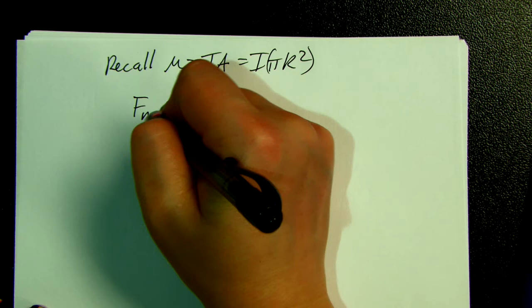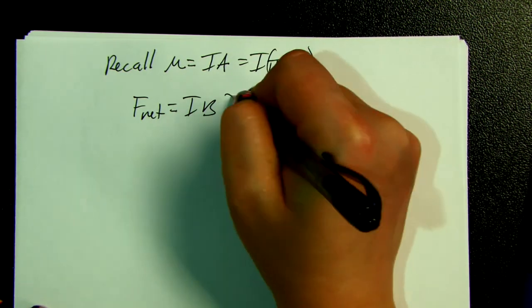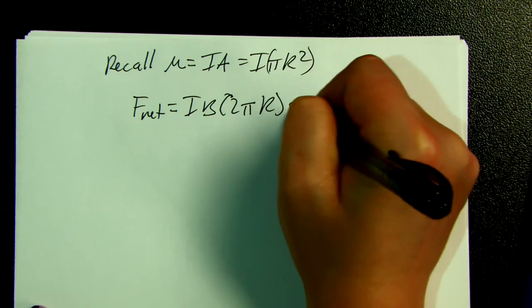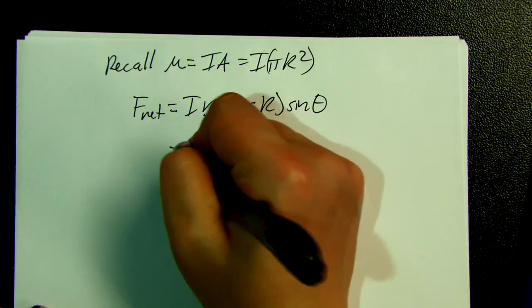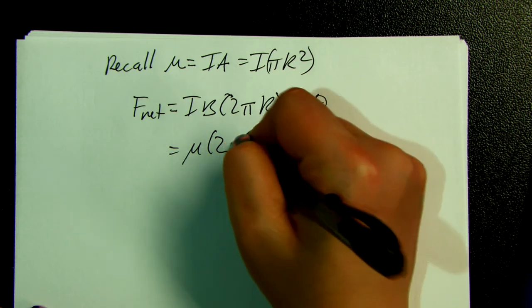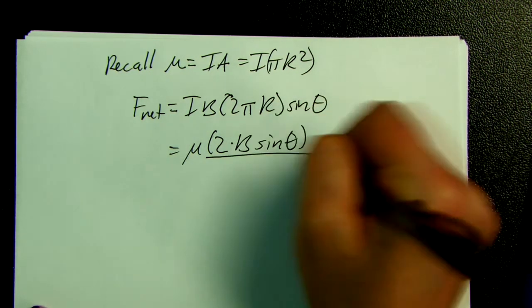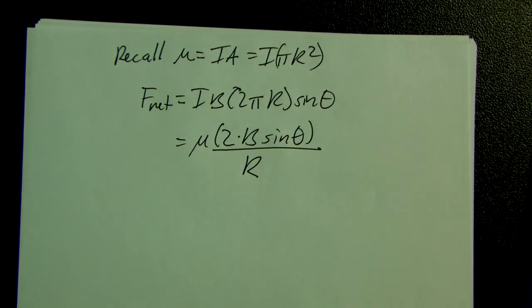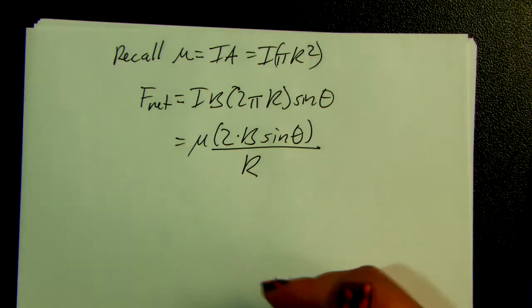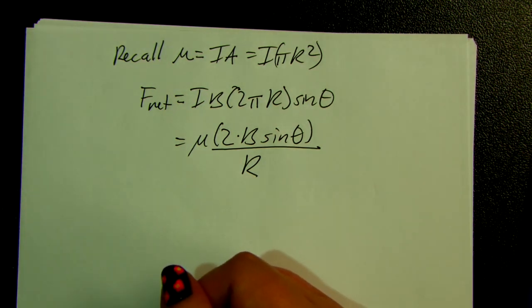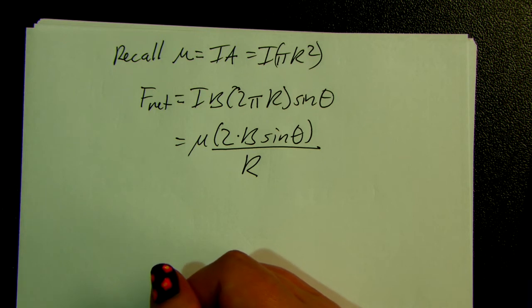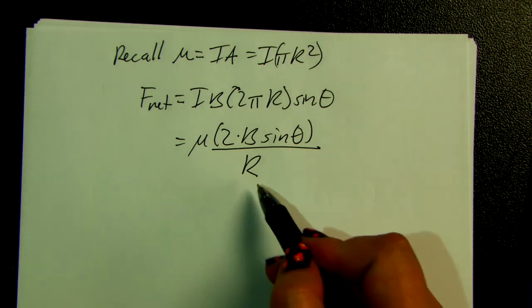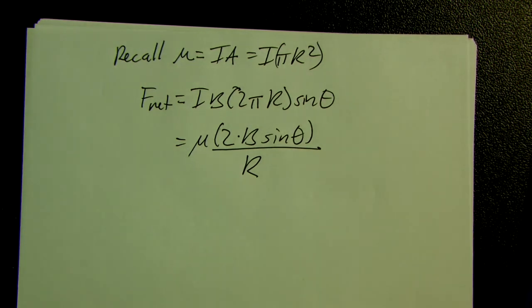So our F net, which is equal to IB 2 pi r sine theta, becomes mu 2b sine theta divided by r. All right, so this is one way to think about the net force when you're dealing with a situation with a magnetic dipole, like a bar magnet, and a current carrying loop, but it requires a lot of information. So we had to know a lot about this setup in order to get to this result, or if you wanted to actually calculate this, you'd need to know a lot.